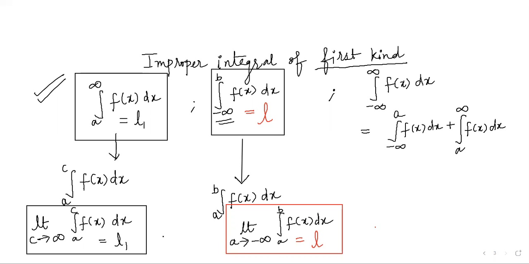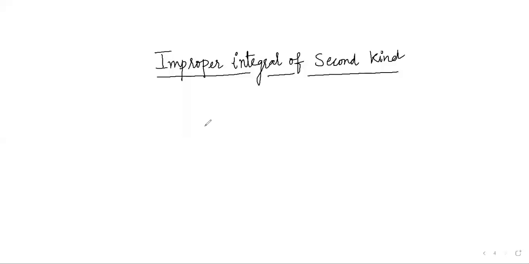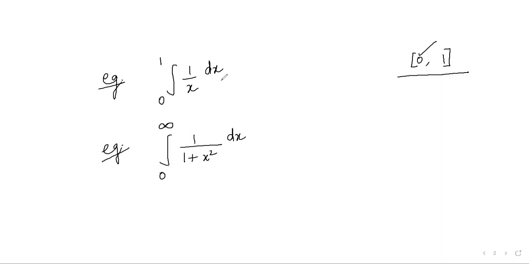Now, let us take the second kind of improper integral. We have an improper integral of the second kind if the function f is unbounded in the interval of integration, in the closed interval ab in which we are integrating. If the function is unbounded, as we have taken in the example, this first one, this is the improper integral of the second kind.